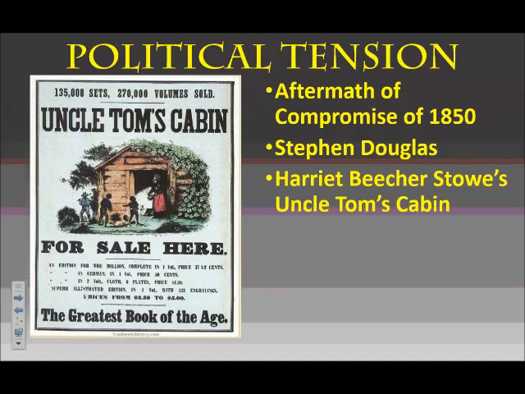But what this does is it gets people throughout the country talking about the issue of slavery. This has been pushed under the rug for a long time. People have talked about other issues instead of talking about slavery. But this book, this popular book, gets people talking about slavery. And slavery is a big issue when we get to the election of 1852.